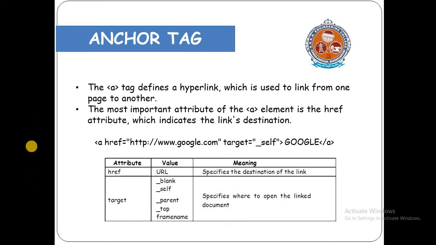To do that, the anchor tag must be used. The anchor tag defines a hyperlink, which is used to link from one page to another. It will give one hyperlink and redirect from one page to another page. Just giving a is not sufficient. We have to give one attribute. The main attribute is href, hyperlink reference. Href is equal to the link where we want to go.